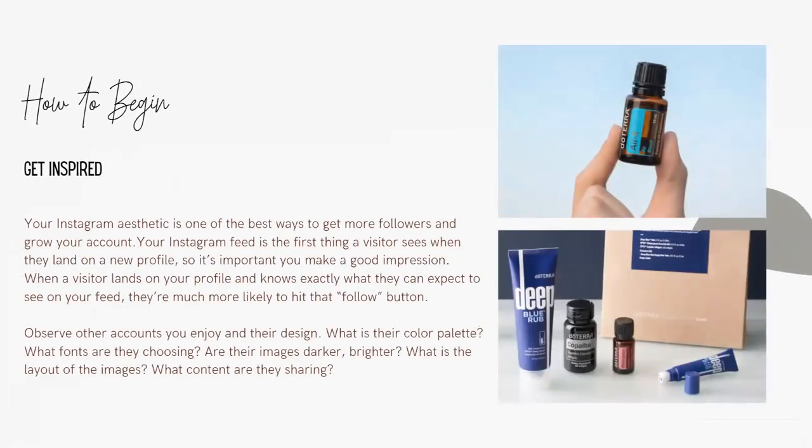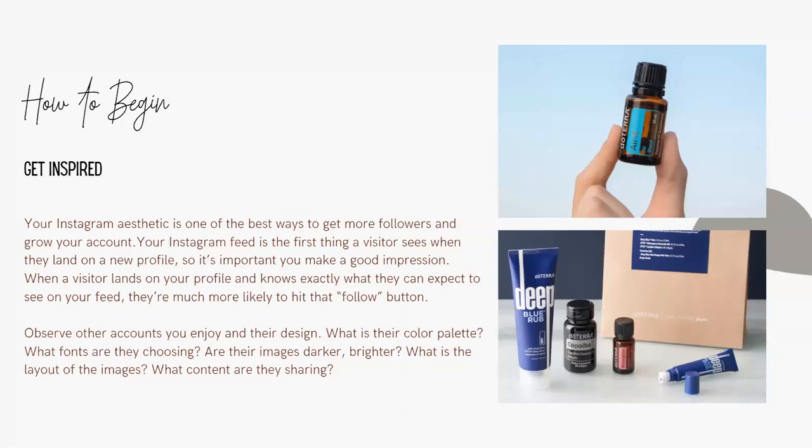Okay, so how do you begin? First, I want you guys to get inspired. Your Instagram aesthetic is one of the best ways to get more followers and to grow your account. Your Instagram feed is the first thing. So when you go to an account, you see those little squares. That's the first thing a visitor is going to see when they land on a new profile, so it's important to make a good impression. When a visitor lands on your profile and knows exactly what they can expect to see on your feed, they're much more likely to hit that follow button. So are they going to see something that is kind of jumbled and mismatched? Are they going to see something that really flows and works together?